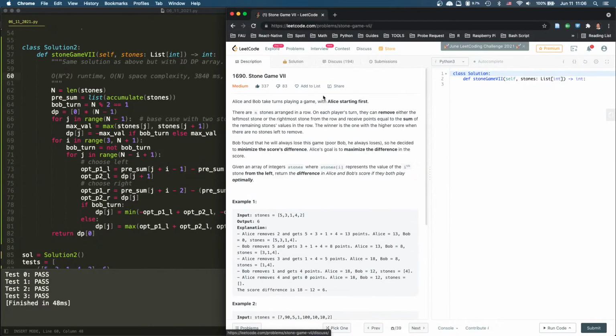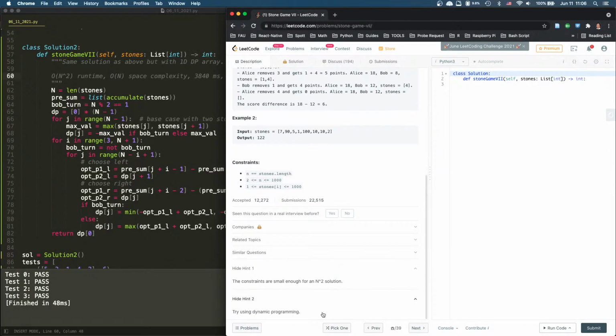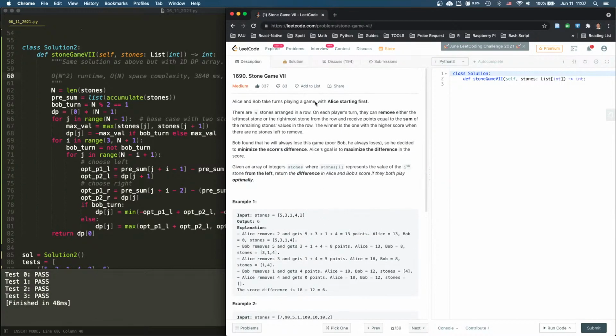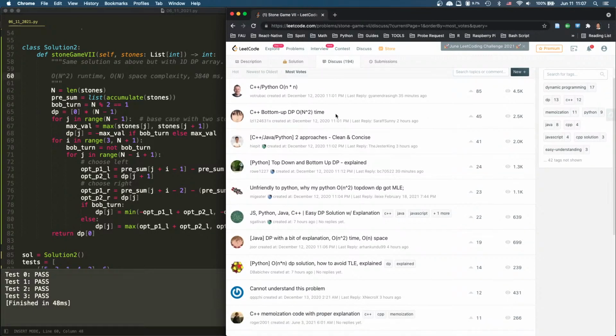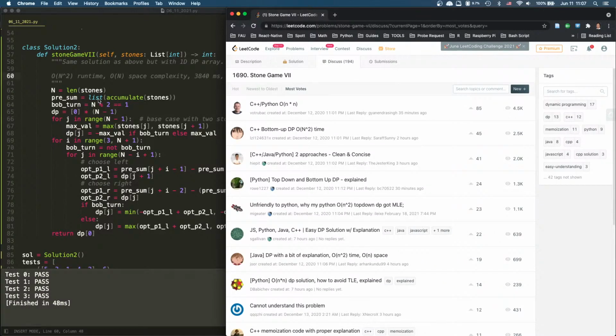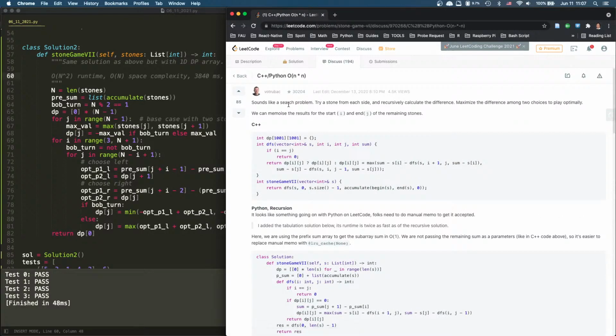This is dynamic programming. What are the hints? Constraints are small enough for O(n). Try using dynamic programming. Yeah, that's it. Bottom up DP. How to avoid TLE? Well, you probably need to use the prefix sum to avoid TLE, because you calculate the difference, maximizing the difference among two choices to play optimally. Result, yeah.